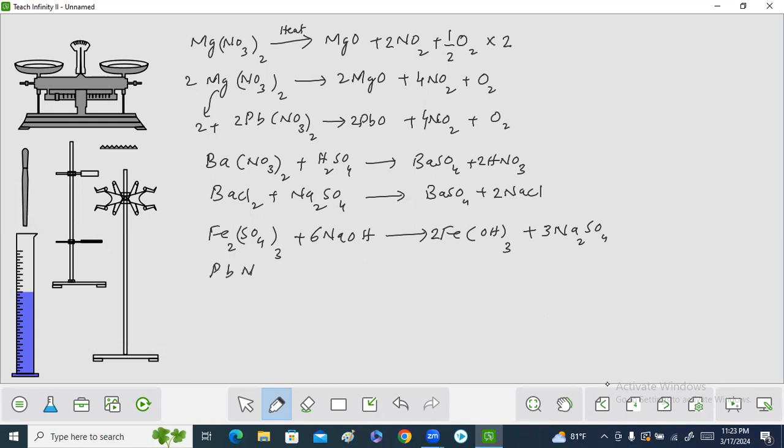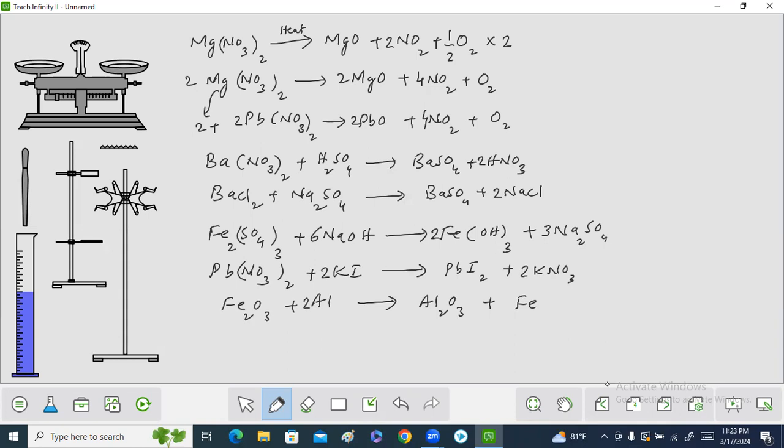Okay, another equation in which lead nitrate combines with potassium iodide to form lead 2 iodide and then potassium nitrate. So there are 2 nitrates. You can directly put 2 here, and potassium iodide is automatically balanced. There is a displacement reaction of iron 3 oxide with aluminium to make aluminium oxide plus iron. So there are two aluminiums, so if we put two here, three oxygen, and there are two iron, two iron. So this is the balanced chemical equation.